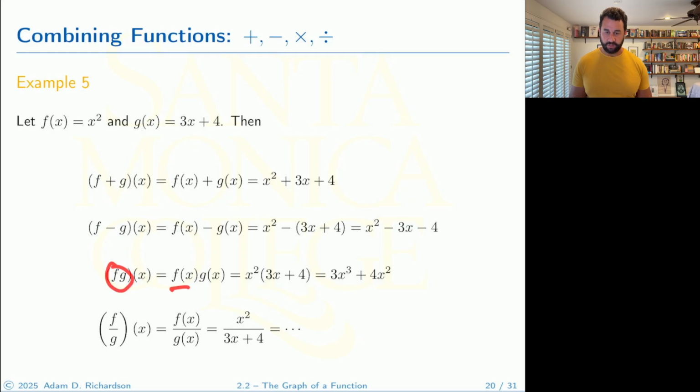Now let's multiply. fg of x is output of f times output of g. I could distribute x squared to 3x, x squared to 4, and I get this. That's it. What about f over g? Well, f divided by g of x is the output of f divided by the output of g. There's the output of f. There's the output of g. And you may be able to do more if you want, or you can leave it like that. You could actually divide those using the division algorithm if you wanted, which we'll talk about in chapter 3.